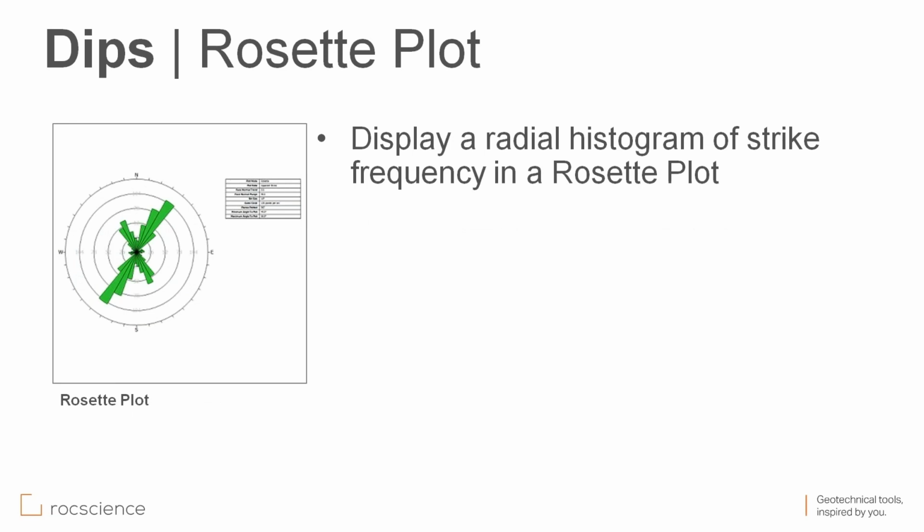As I have mentioned before, using the Rosette plot option, users can display a radial histogram of strike density and frequency of the entered data. But please note that the Rosette plot plots the strike of planes, not the dip direction of planes. You can always customize the Rosette plot view by navigating to the Rosette options dialog.